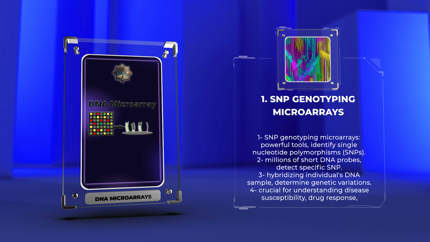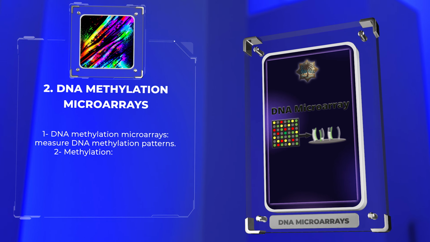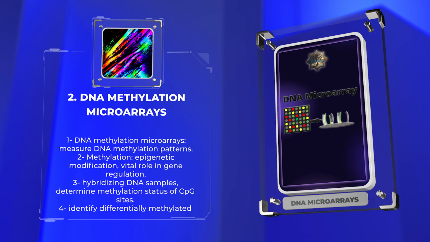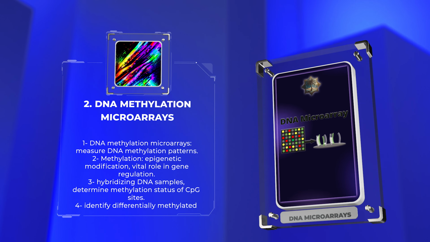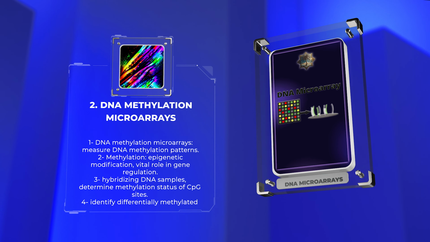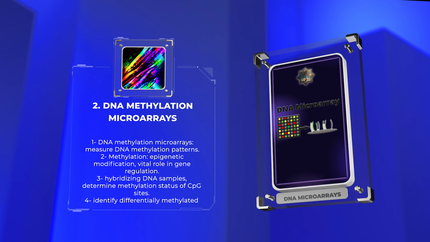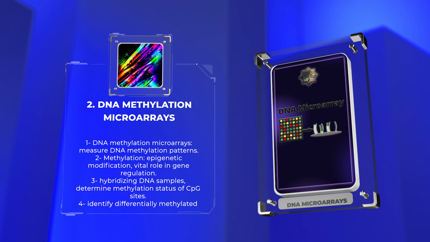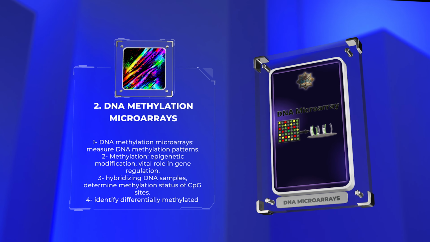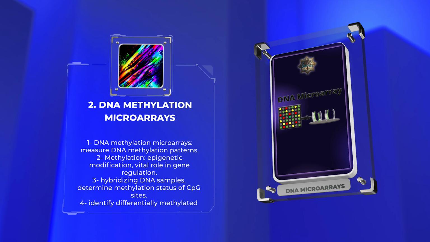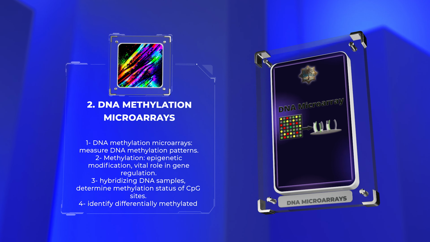DNA methylation microarrays enable the measurement of DNA methylation patterns across the genome. Methylation is an epigenetic modification that plays a vital role in gene regulation. By hybridizing DNA samples onto methylation microarrays, researchers can determine the methylation status of CpG sites, allowing the identification of differentially methylated regions associated with diseases, development, and environmental factors.